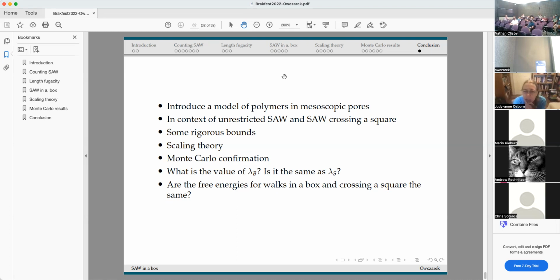Can you prove the bounds in higher dimensions? I don't know if anyone's done that. Walks crossing a cube. Well, Neil did it, I think. Yes, Neil did it, in higher dimensions. We haven't yet.